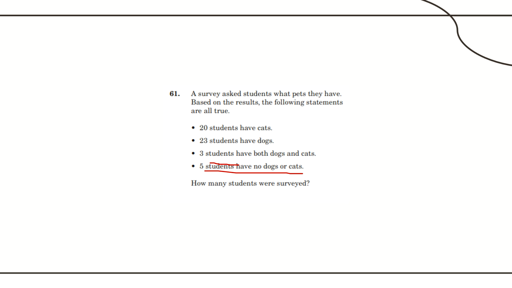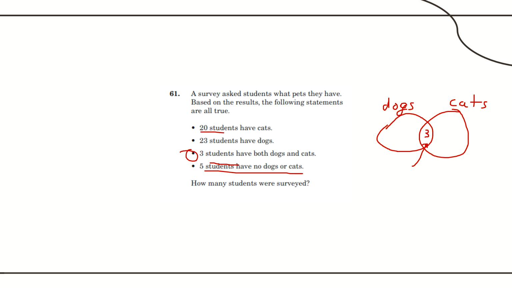It's going to look a bit like this. This circle is going to have dogs, the students that have dogs. This circle is going to have cats, the students that have cats. And this intersection is going to be the students that have both dogs and cats. Using the information that 3 students have both dogs and cats, we're going to put the number 3 here.